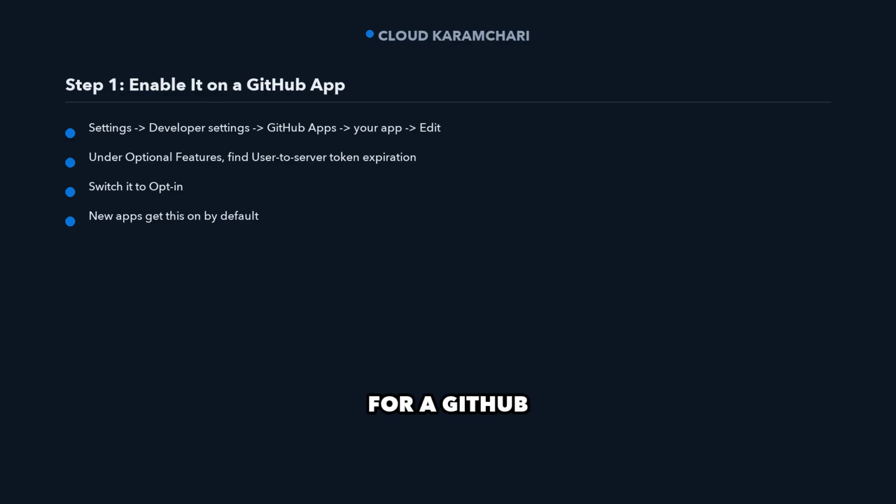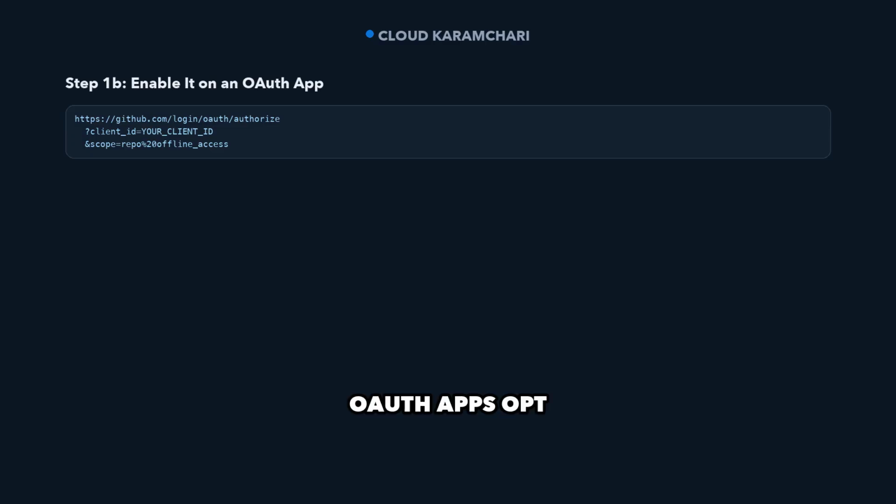For a GitHub app, go to Developer Settings, GitHub Apps, edit your app, and under Optional Features switch User-to-Server Token Expiration to opt-in. New apps get this on by default. OAuth apps opt in differently. Add the offline_access scope to your authorization URL. Without it, you silently keep getting the old style token that never expires.